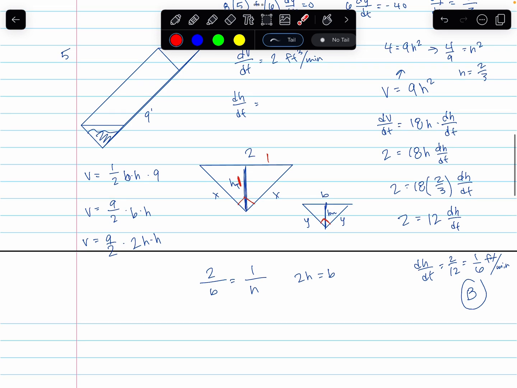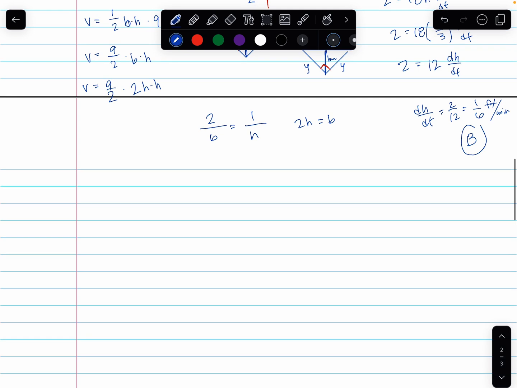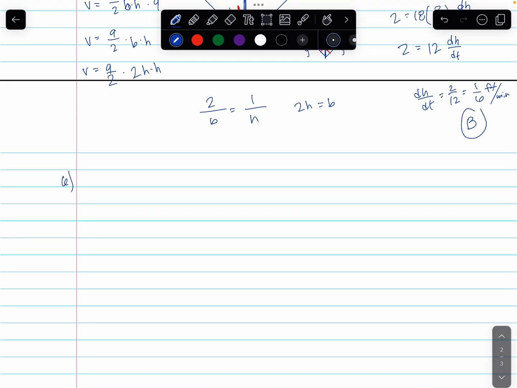Okay, and last question right here. For 6, we have a 10-foot ladder leaning straight up against a wall. So we've done a problem like this before, haven't we? It feels like we have. So we have a 10-foot ladder leaning straight up against a wall.